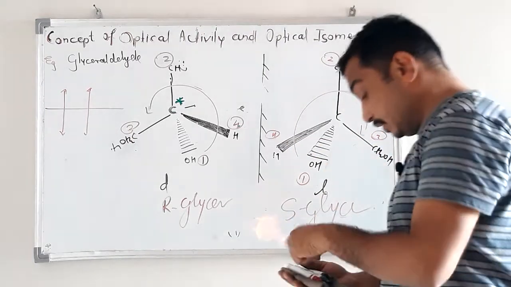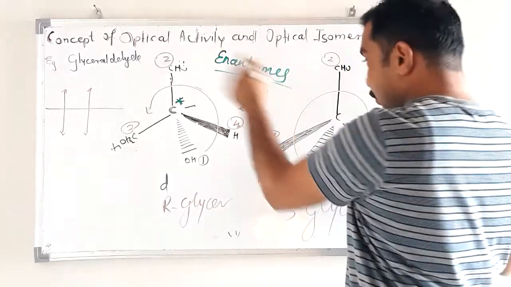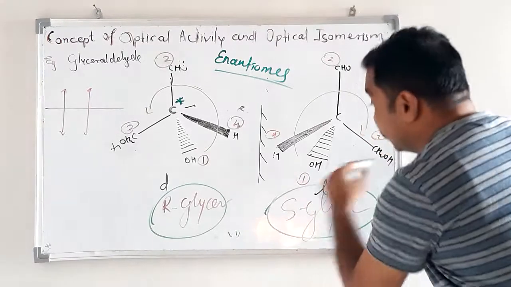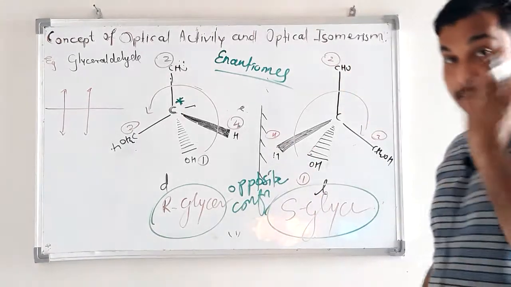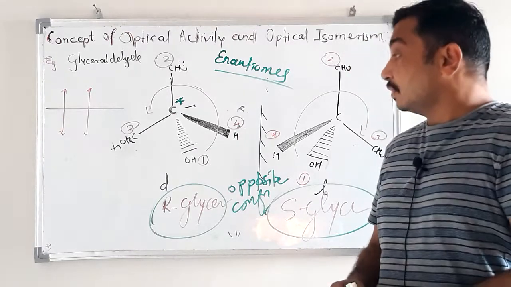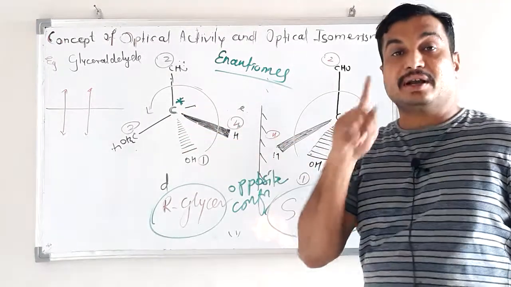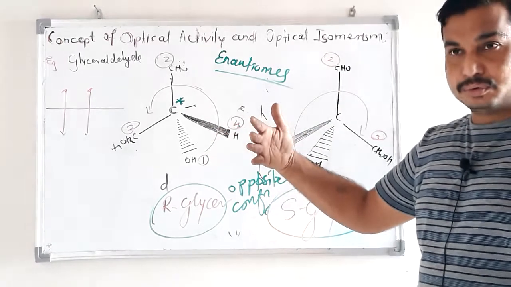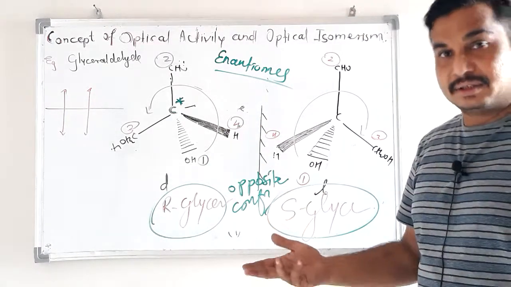So these are the two enantiomers of each other. Enantiomers have opposite configuration. Always remember this, enantiomers always have opposite configuration. This is the meaning. So students, in the next class, this is the molecule with one asymmetric carbon atom, and I will explain one more example, a molecule with two asymmetric carbon atoms, in the next class. Thank you very much.